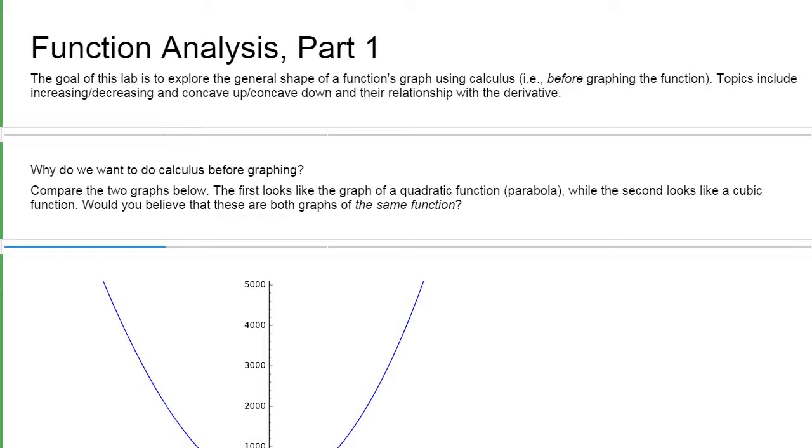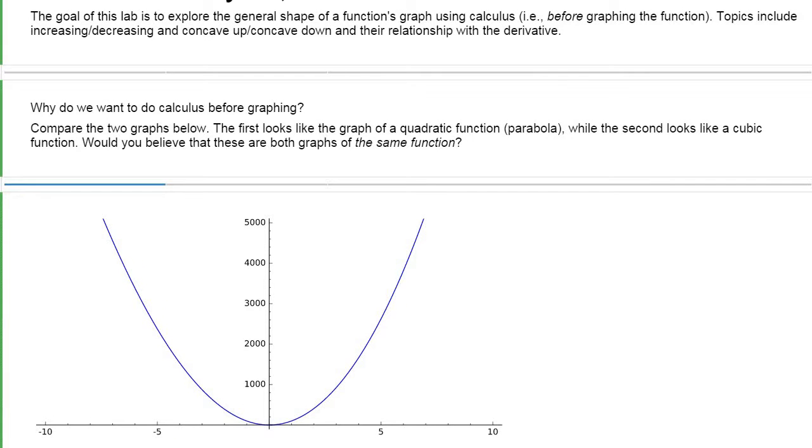Things like increasing and decreasing, and concave up and concave down, and local min and local max, and inflection point. All those things that you talked about in pre-calculus, but you didn't really have a good way to find those except just by eyeballing it from a graph. And a graph can be misleading or incomplete, so we want to use calculus to make sure we have a complete graph that shows all the important features. So here's an example to show why we might want to do that.